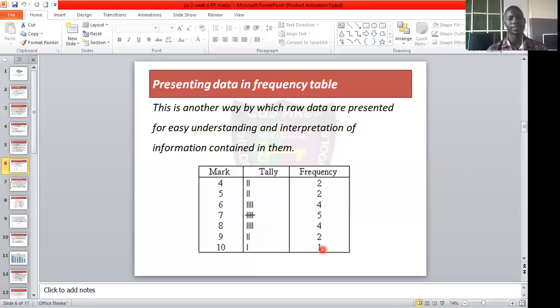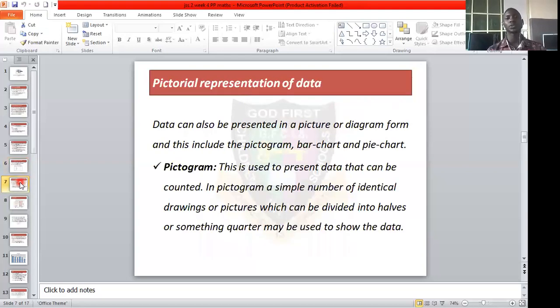So we'll go to the next step. Pictorial representation of data, I already told you. Pictorial is something like a diagram or picture. Picture representation of data, how you can represent your data in a diagram form, is what we are looking at here. And there are 3 ways basically. We talk about the pictogram, the bar chart, and the pie chart. So we take it in sequential manner from the pictogram to the bar chart and to the pie chart.